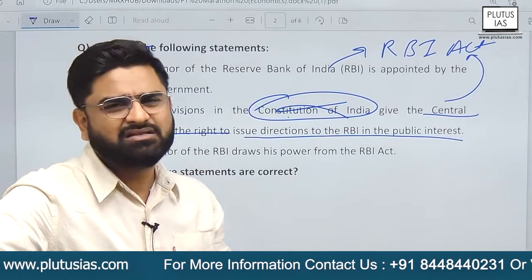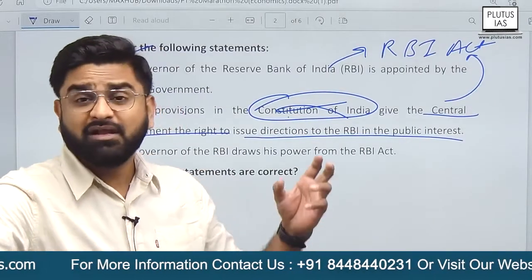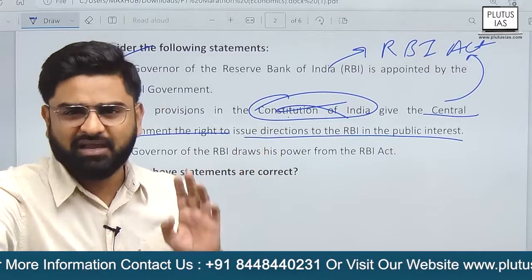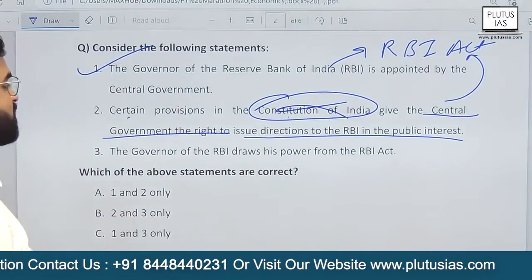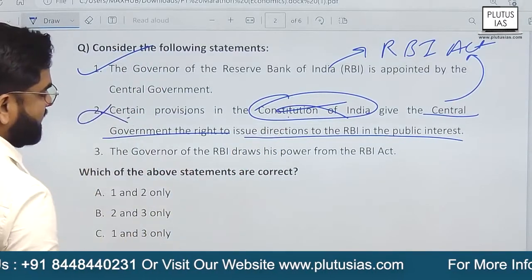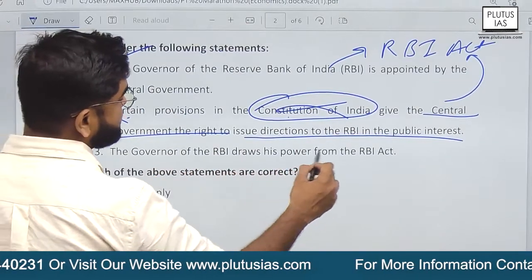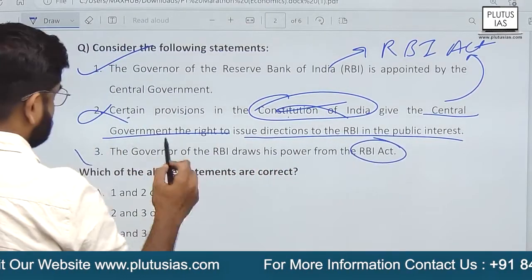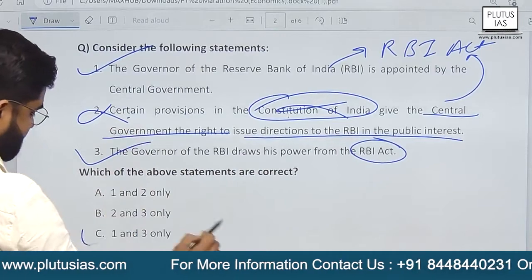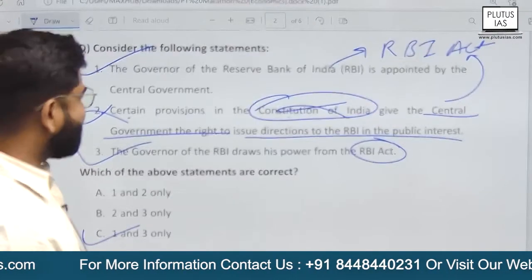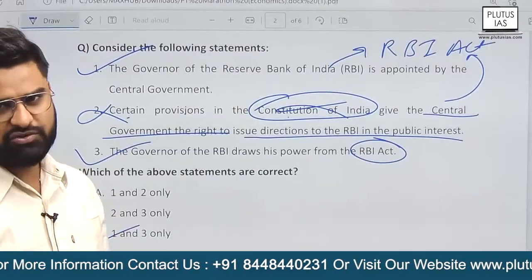because media channels are noisy channels. They do not debate the constitutional framework. They just play the blame game. So that's a very pathetic source of news. Anyway, this one is wrong. The governor of RBI draws his power from the RBI Act. Common sense, yes. So the answer becomes 1 and 3 is C. I think it was a very, very, very easy question.